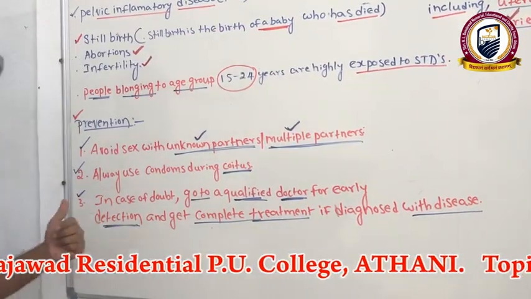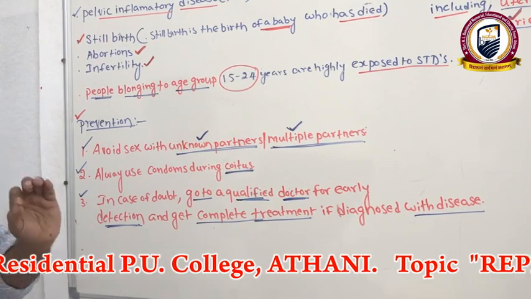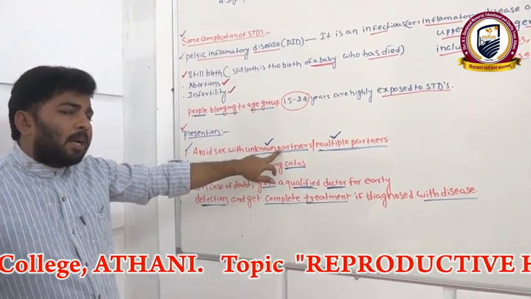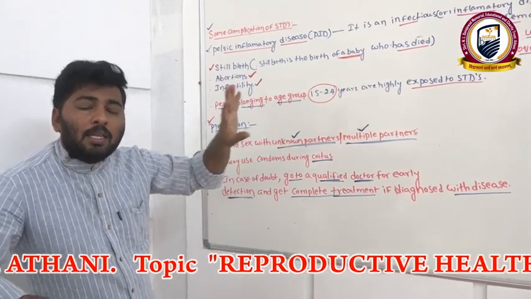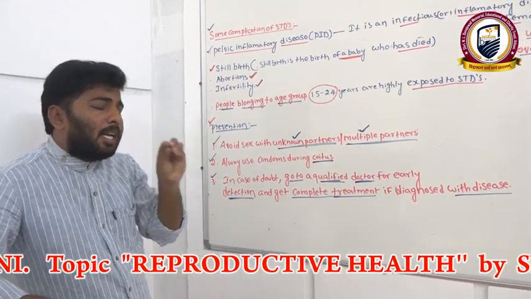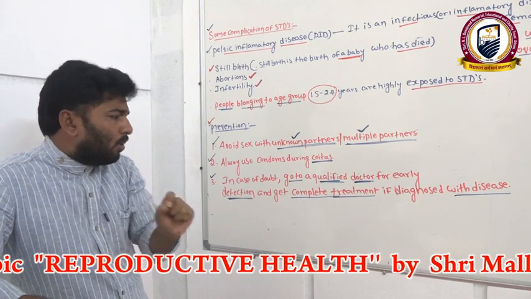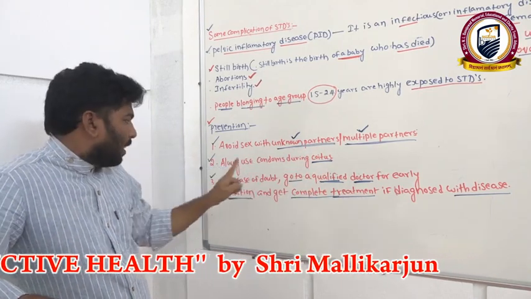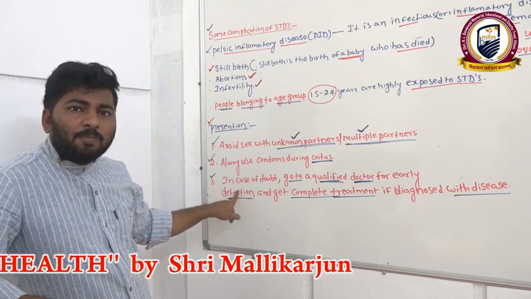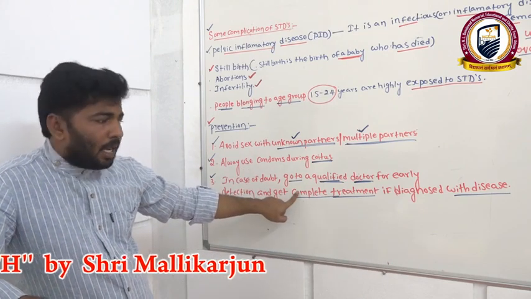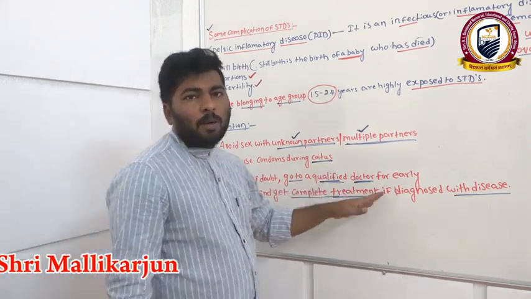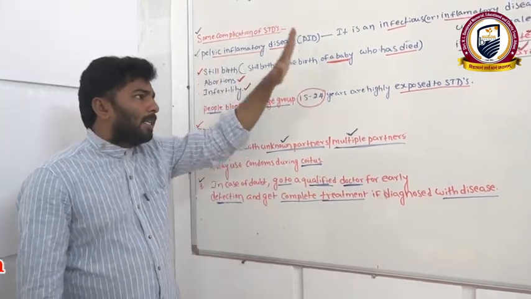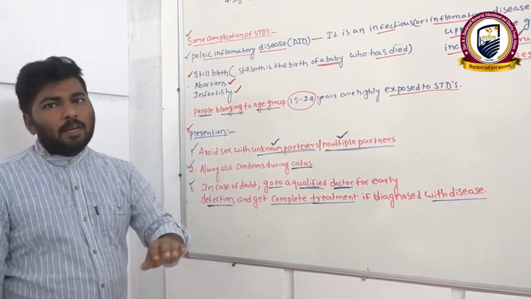What is the meaning of this? If you participate in sexual contact with an unknown partner or multiple partners, and you get even a small doubt, then immediately consult a qualified doctor to detect the disease, and you will immediately get the proper treatment for that disease. Okay, this is about the complete history of sexually transmitted diseases.